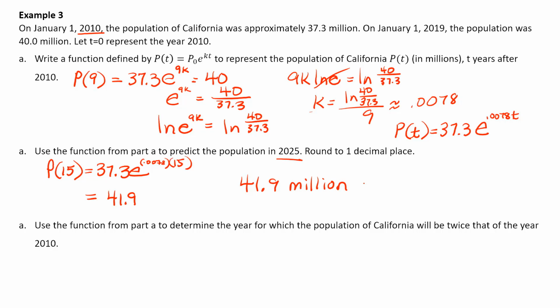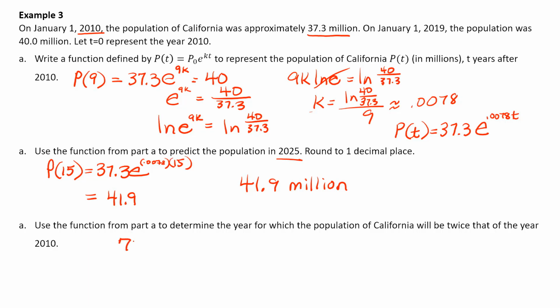The next part says use the function from part A to determine the year for which the population of California will be twice that of the year 2010. The population in 2010 was 37.3 million. If we want to figure out when it will be twice that much, we multiply 37.3 times 2, and that gives us 74.6, and that's what we want to get for our P of t.